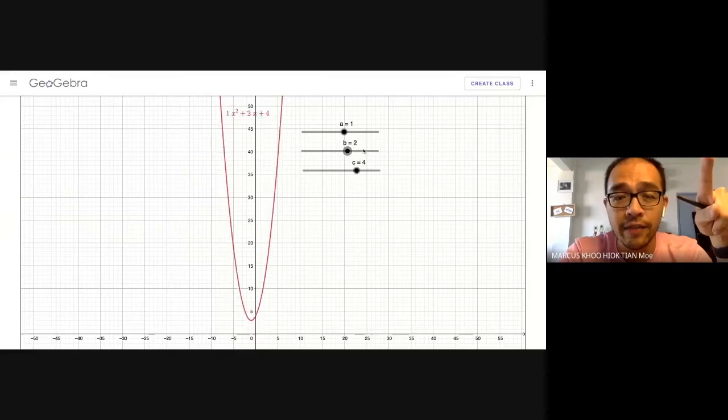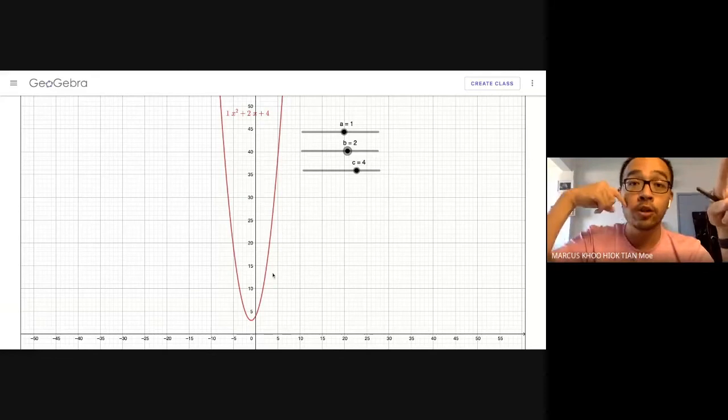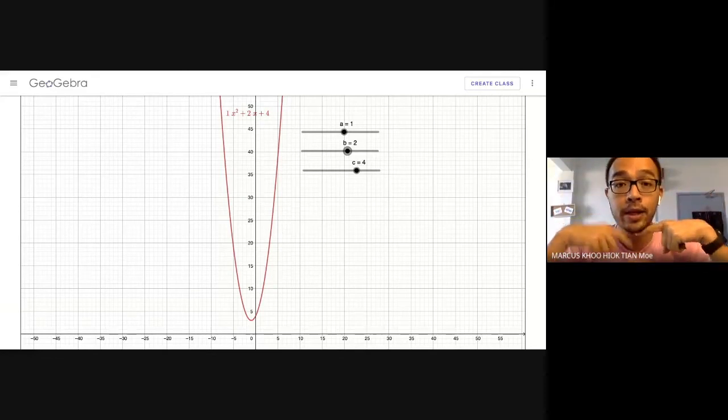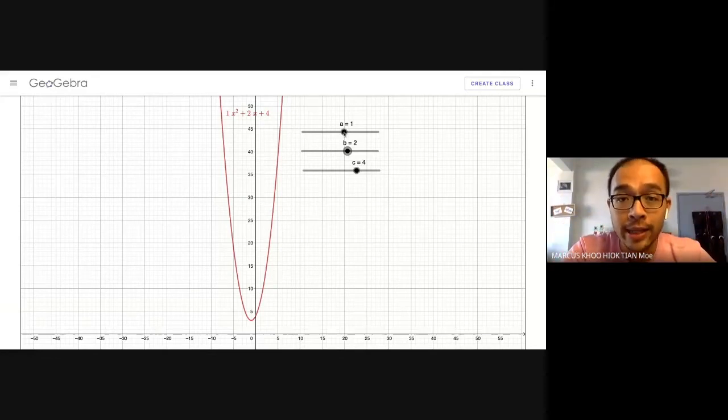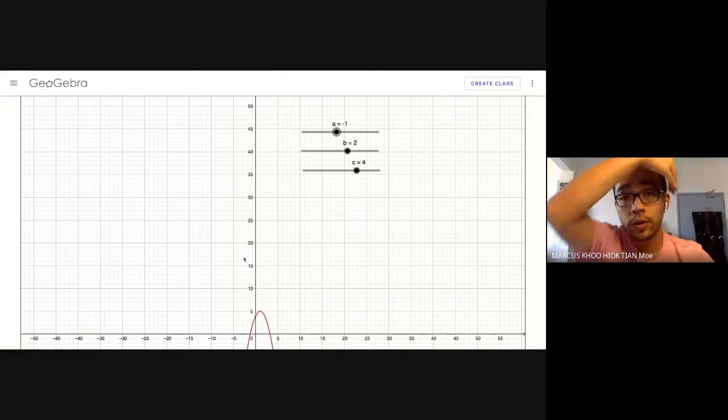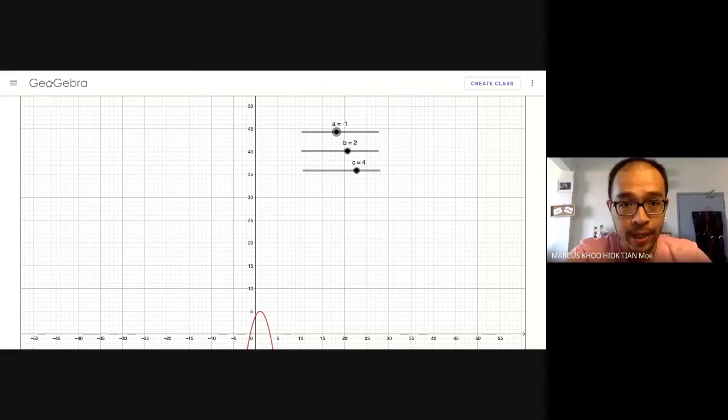Okay, if A is positive, then it is a minimum graph, bentuk kepala kamu yang di bawah. Manakala kalau A adalah negatif, dia adalah bentuk kepala di atas. Okay, this is called a maximum graph.